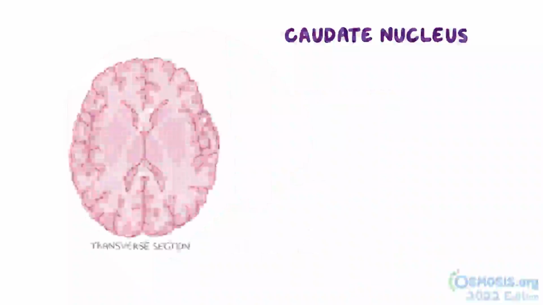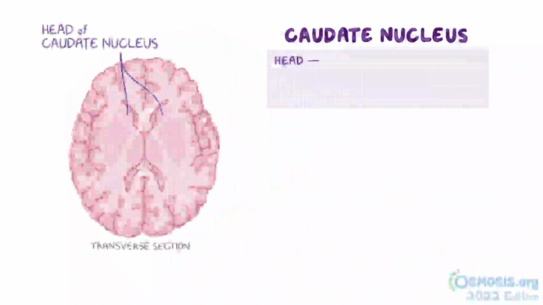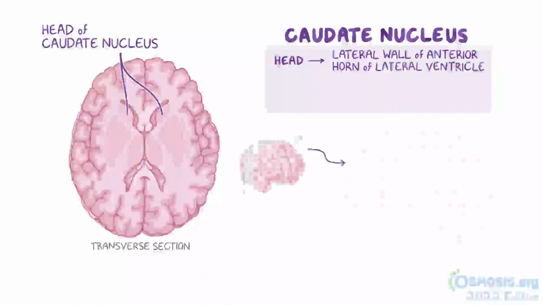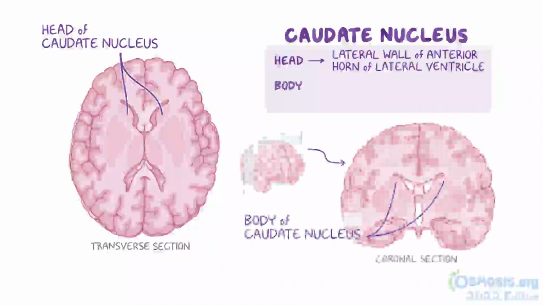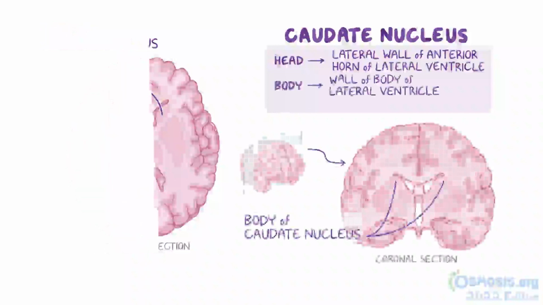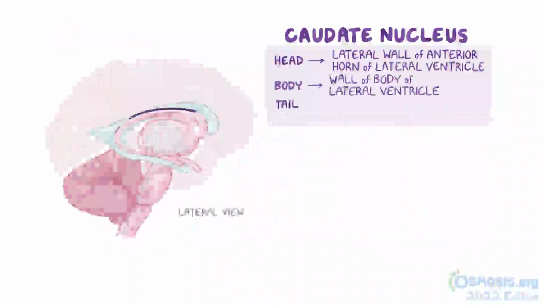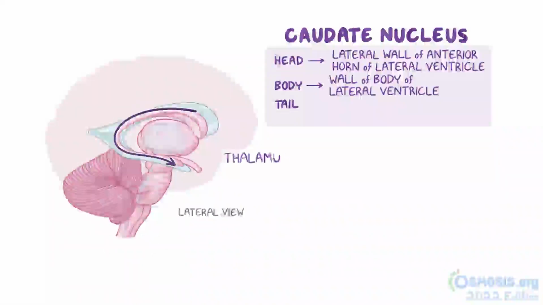On a transverse section of the brain, the head can be seen forming the lateral wall of the anterior horn of the lateral ventricle. On a coronal section, the body of the caudate can be seen along the wall of the body of the lateral ventricle. The tail of the caudate curves around the posterior end of the thalamus and follows the inferior horn of the lateral ventricle, forming its roof.